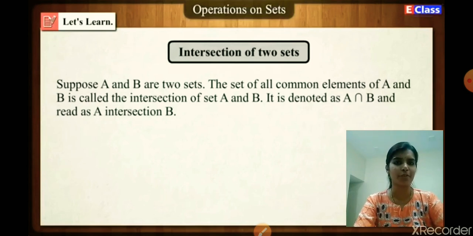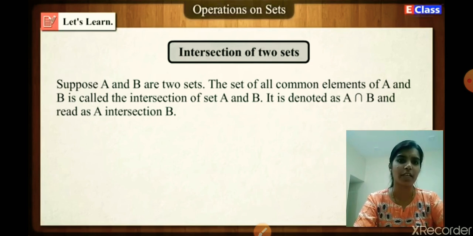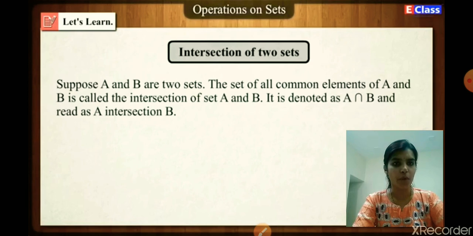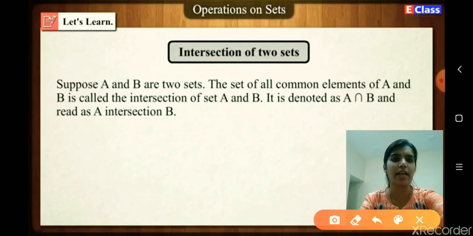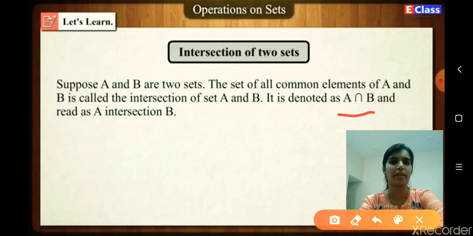Suppose we are having two sets A and B. The set of all common elements of A and B is called the intersection of sets A and B. We want to find all the common elements and make another set for these common elements. So this set is called the intersection of the two sets. It is denoted as A intersection B and read as A intersection B.